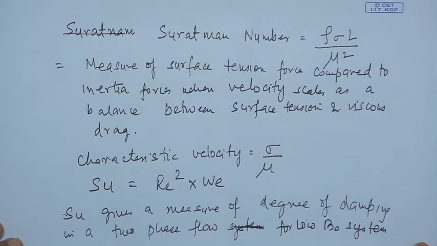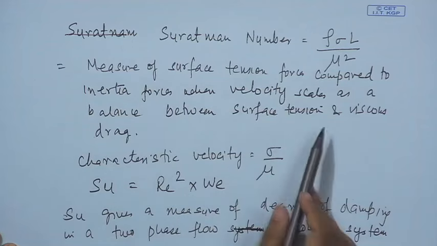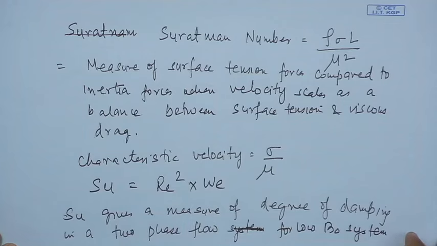So, what we find is that this particular Suratman number has several physical interpretations. One is, it is basically Reynolds number with u replaced by sigma by mu. Thirdly, it is Re square into Weber number, and in general it gives us a measure of the degree of damping in a two-phase system, provided it is operating at low Bond number. So, for low Bond number systems, what do we find?